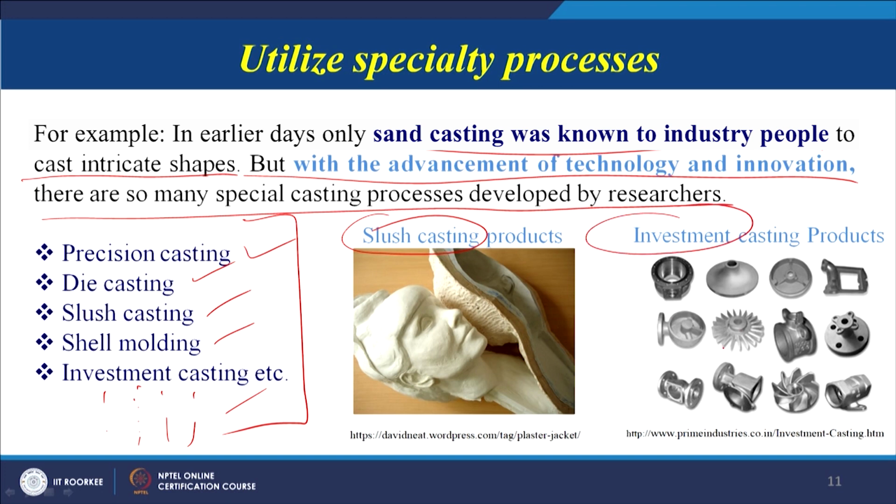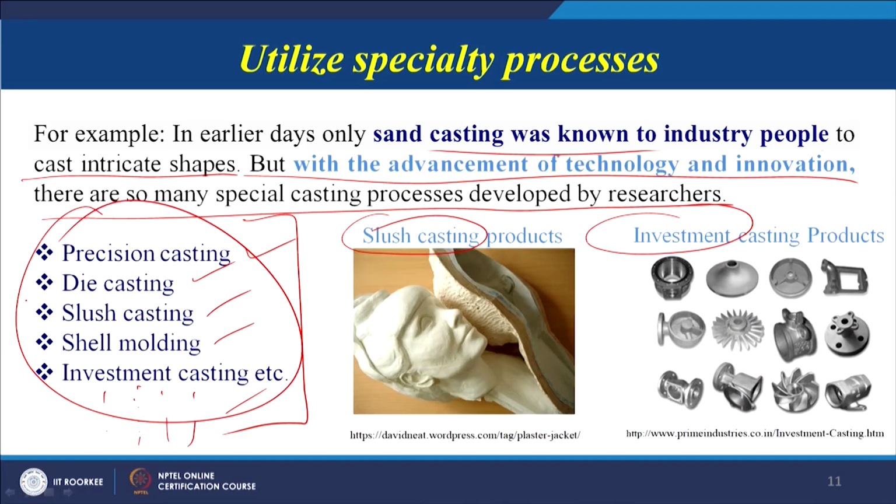We can see so many intricate or complex parts can be made by these processes, but due to lack of information we only know that casting can be done in a sand mold. That is restricting our innovation and creativity. If we know about the advanced casting processes, we can definitely come up with better products, intricate products, complex products, products with very good surface finish. So, we must make use of the specialty processes wherever possible.